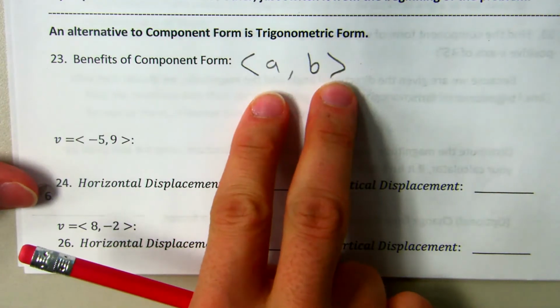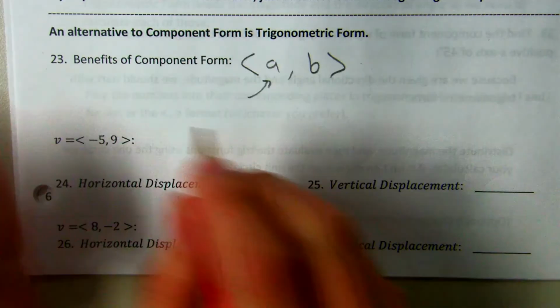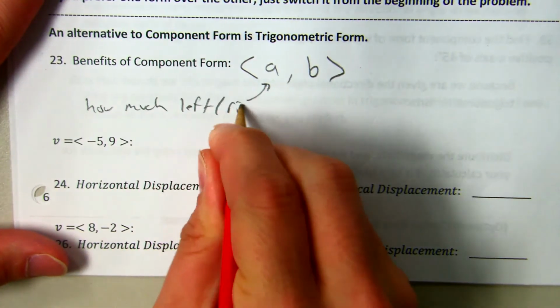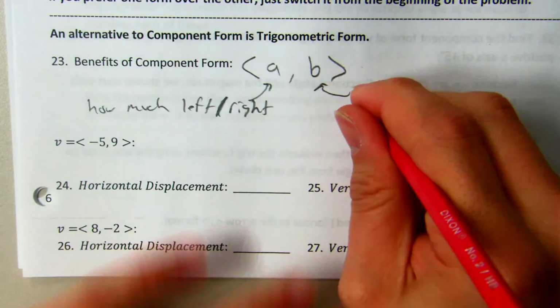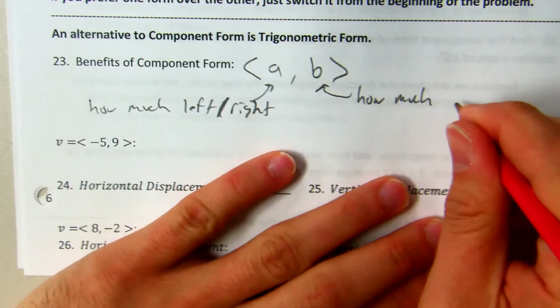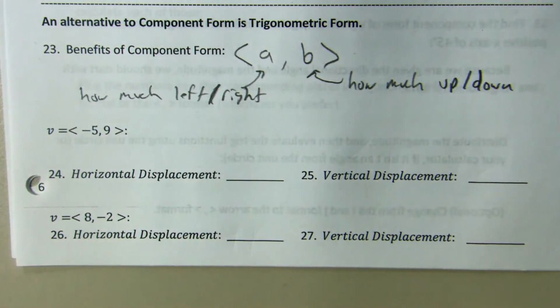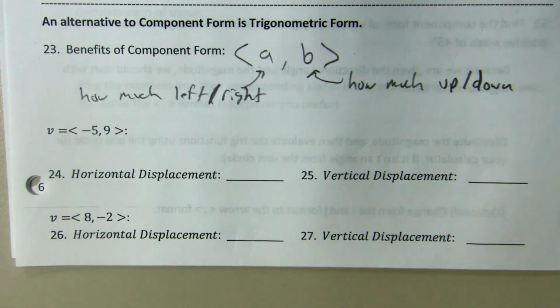What I like about this component form is I can quickly see how much left or right the vector travels. And from this, I can quickly see how much the vector goes up or down. So just eyeballing those numbers, I have a pretty good idea of the direction it's heading and that angle. I know which way it's pointing, and I can sketch it relatively easily.